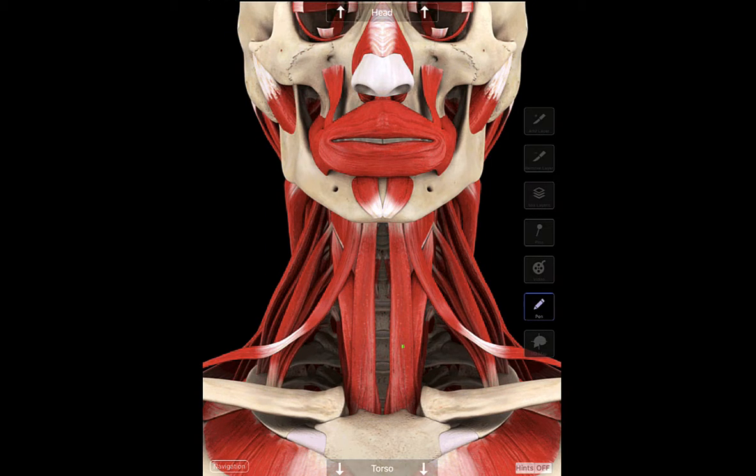Number one is going to be this muscle. It is on the sternum, and then it also connects on the hyoid bone. That is number one.